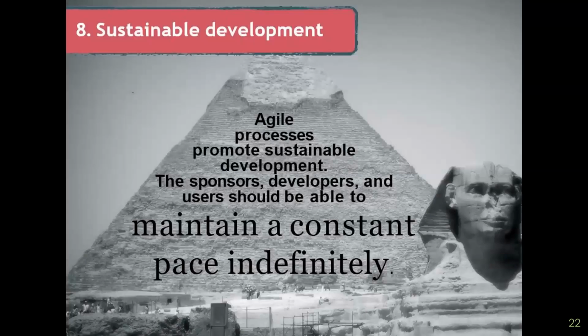Sustainable development. Agile processes promote sustainable development. The sponsors, developers, and users should be able to maintain a constant pace indefinitely. What this means is, if you have committed to a 2-week sprint or 3-week sprint, and you say, look, every time we finish this sprint, we'll deliver something, no matter how small, you need to stick to those decisions.